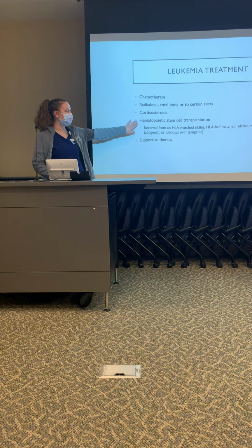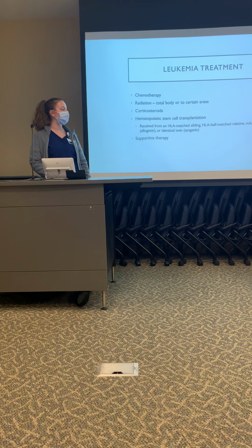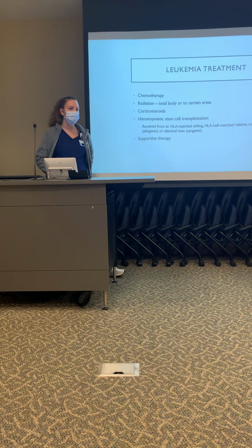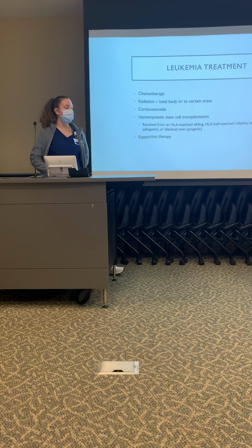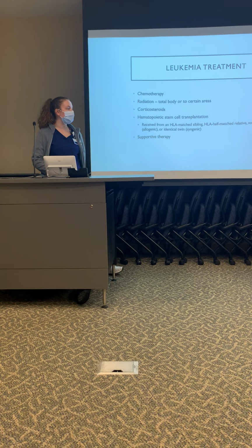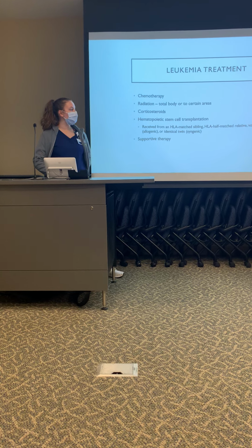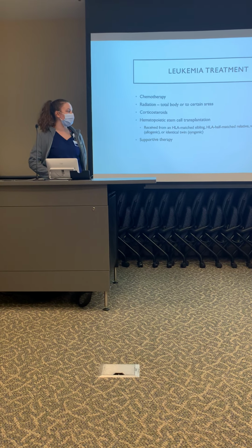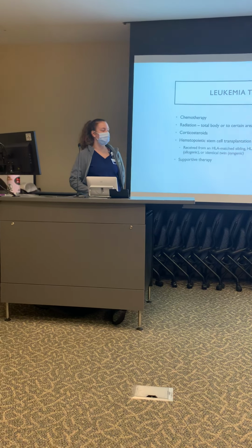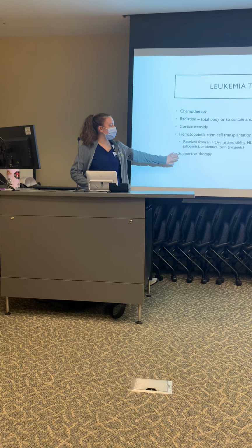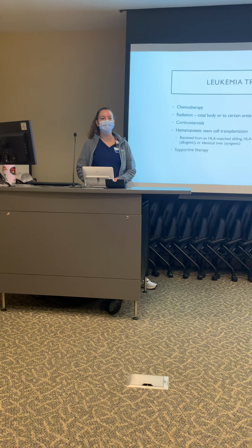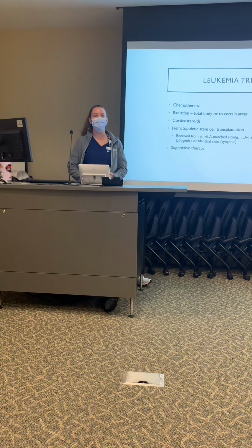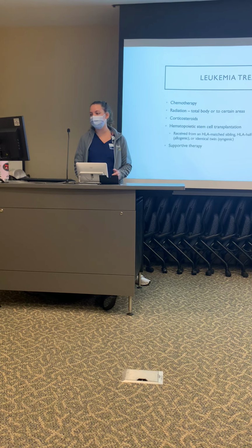Now when we're referring to the stem cell transplant, there are a couple of different options for where the patient can get that transplant from. They can get it from an HLA-matched sibling, an HLA half-matched relative, or a volunteer donor, which would be your allogenic transplants, or an identical twin, which would be your syngenic transplants. You also need to consider supportive therapy. This is therapy to deal with the side effects of chemotherapy that they may be having or the side effects from leukemia.